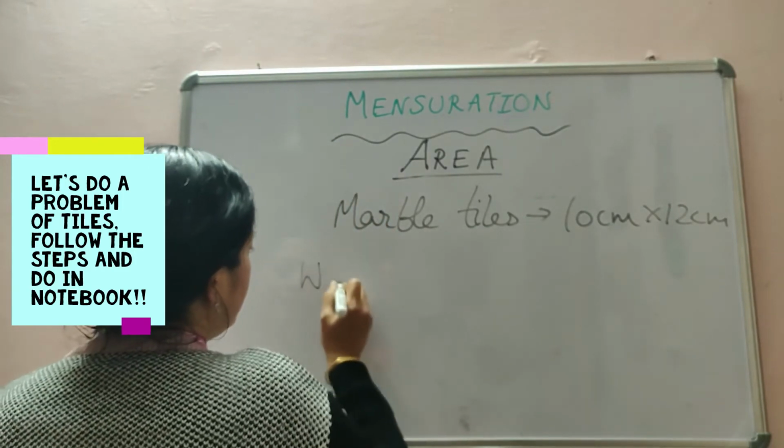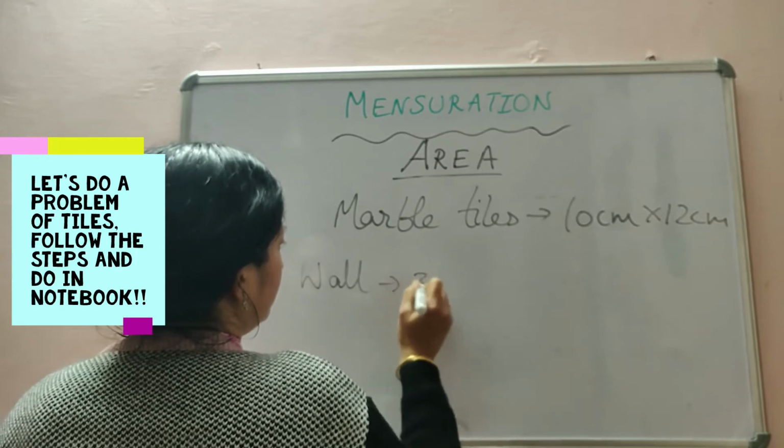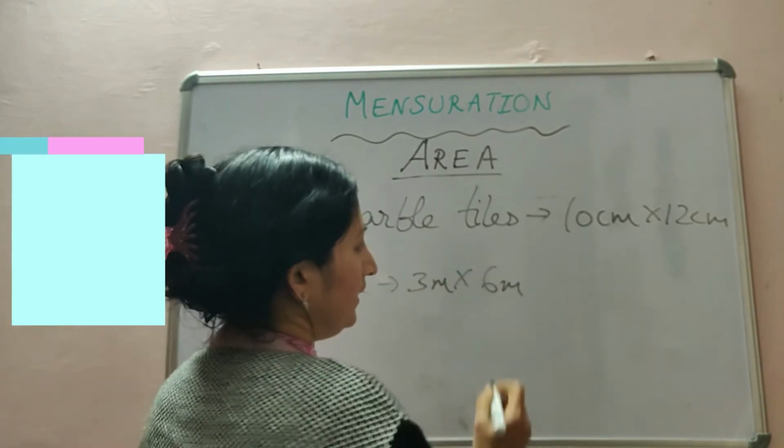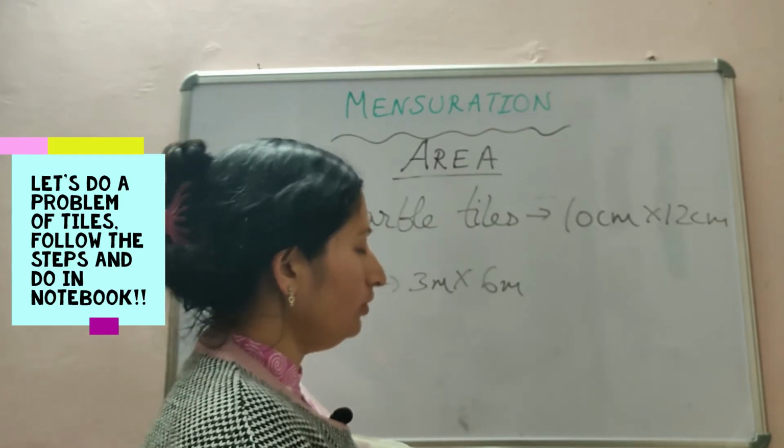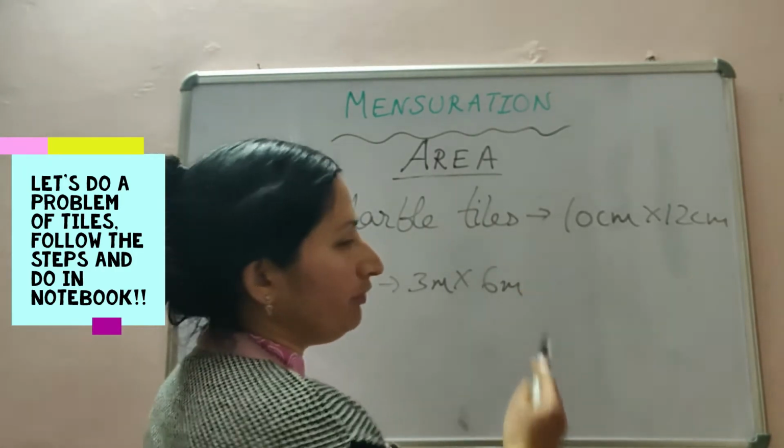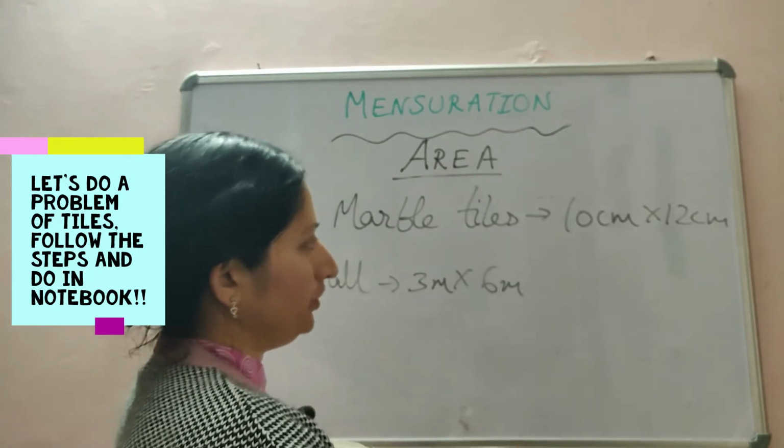So the wall is 3 meter wide, which is given in your book of R.D. Sharma. So what we will do, first we will find out the area of one tile and then we will do this problem further.